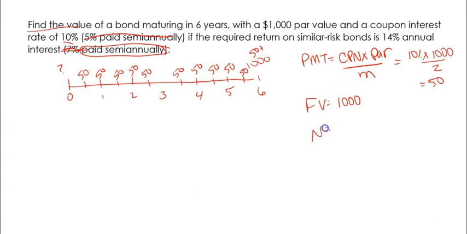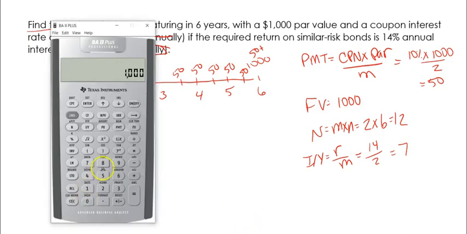This bond pays interest semi-annually, so 2 compounding periods times 6 years gives us 12 payments. Our discount rate is equal to R divided by M, so our required return is 14%. Divide that by 2, and we have a 7% required return. So the future value is $1,000. The payment is $50.